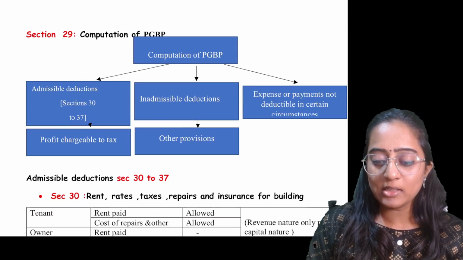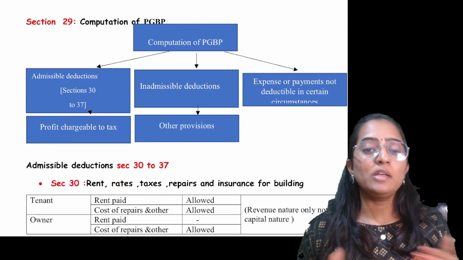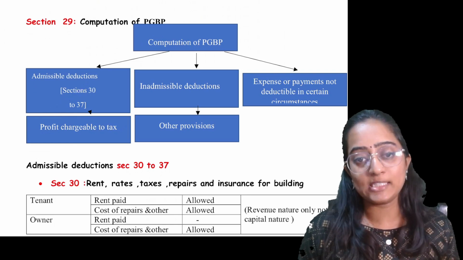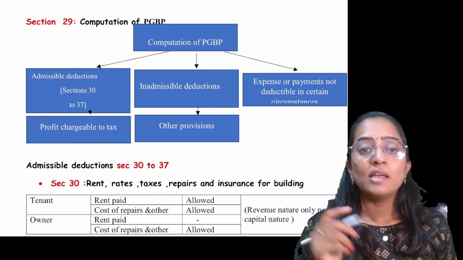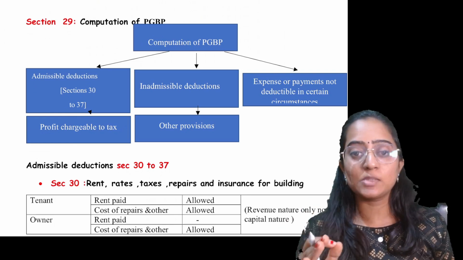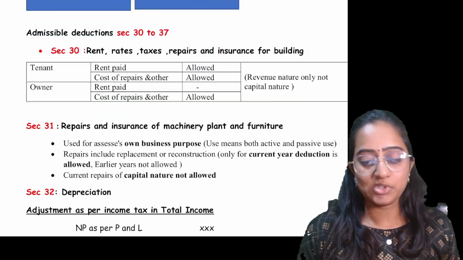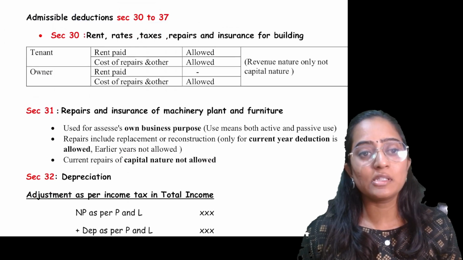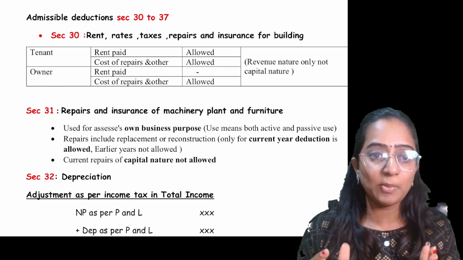Now, when it comes to section 29, that is the computation of the PGBP. PGBP is divided into multiple sections. Sections 30 to 37 would cover what expenses or deductions you can take under your income tax. Inadmissible deductions are such expenses that you can't take as deduction under your income tax, and also special circumstances. Admissible deductions start from section 30 to 37, wherein section 30 speaks about the rents, rates, taxes, repairs, and insurance of the building.